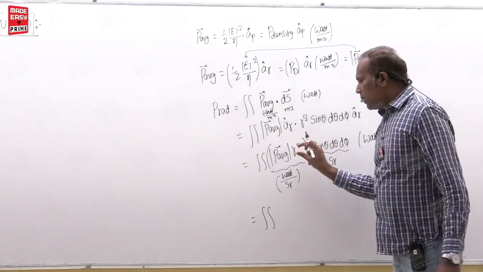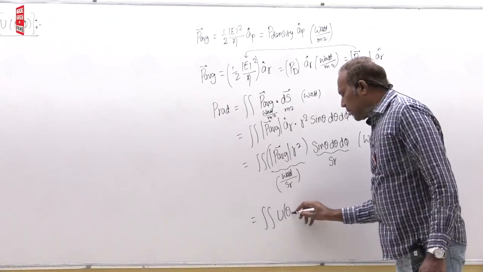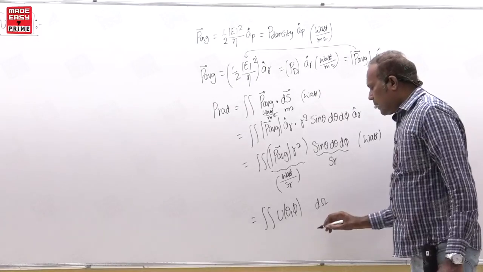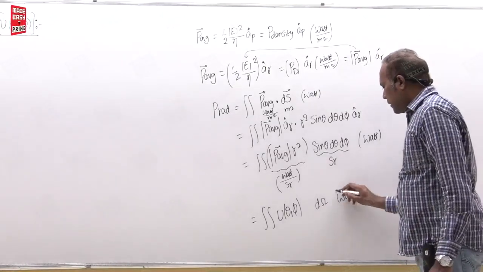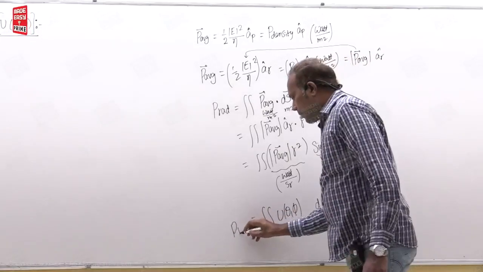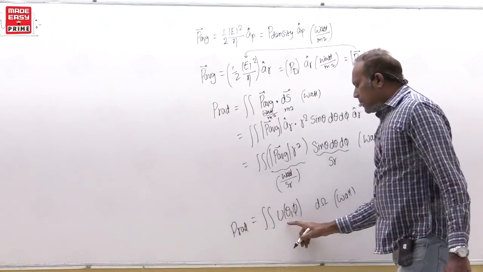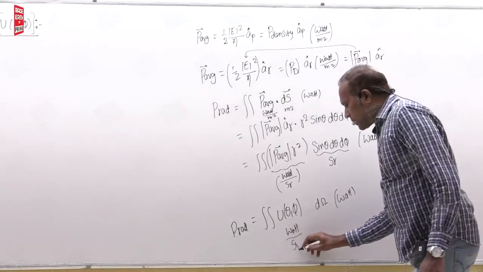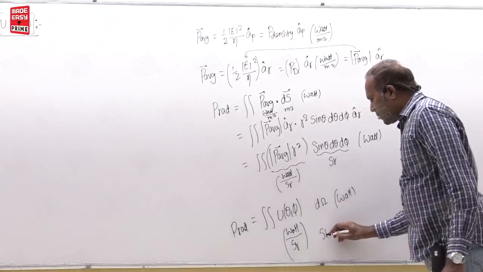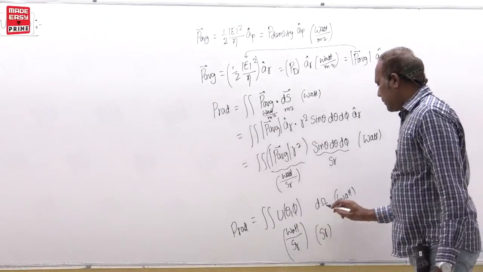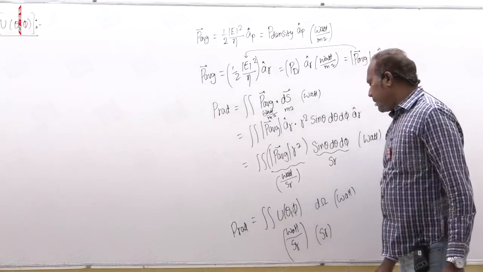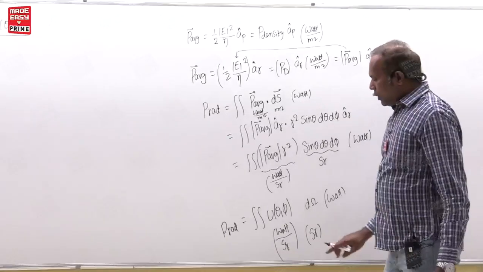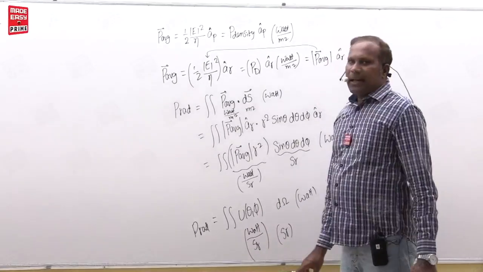That means this term is defined as U(theta, phi), and this term is defined as d omega, and the unit is watt. So this is the radiated power, and this is called radiation intensity. The unit is watt per steradian, and multiplied with steradian, the steradian cancels and you get watt. So power radiated is in watts.